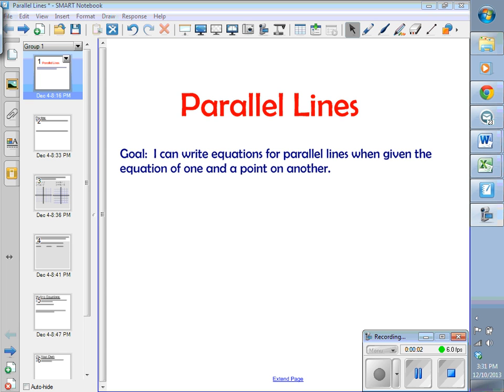Today we are learning about parallel lines. Our goal is that we can write equations for parallel lines when given the equation of one line and a point on another.